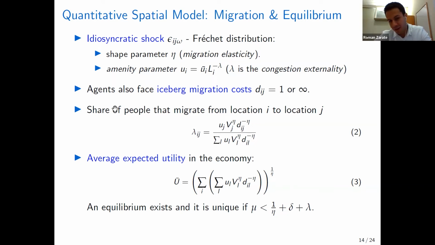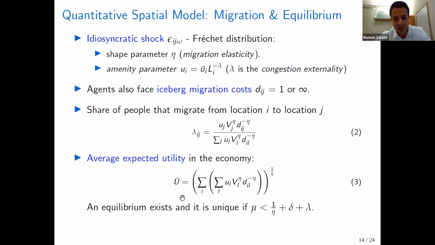Now, the good thing about Fréchet shocks is that you get a very standard way of calculating the share of people that migrate from location i to location j, which is going to depend on the initial amenities, the real income measure, and this iceberg migration cost. Now, by the properties of extreme value type shocks, we can get the average expected utility in the economy, which is given by this measure over here, which is just a weighted average of the real income measure in each particular location. And this measure is going to tell us what the aggregate effects of the shock are.